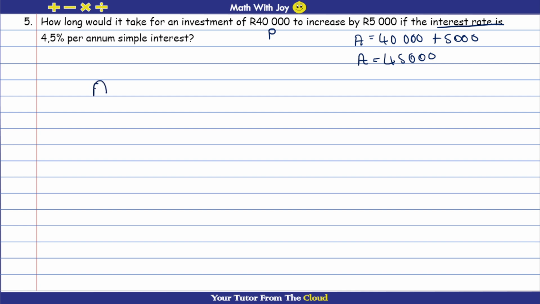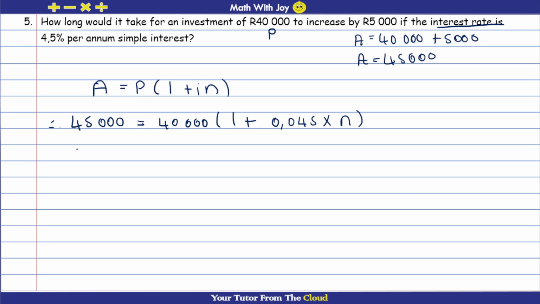So I use A equals P bracket 1 plus I n. Then we say, well, we do know this is 45,000 equals P. The P is 40,000. 1 plus the interest is 0.045 multiplied by n. How long is what we are looking for. So that's the n, it's unknown. Now we have to solve for n.